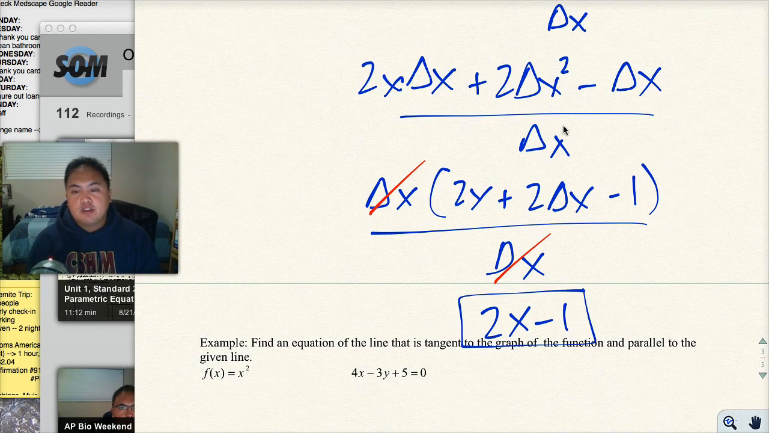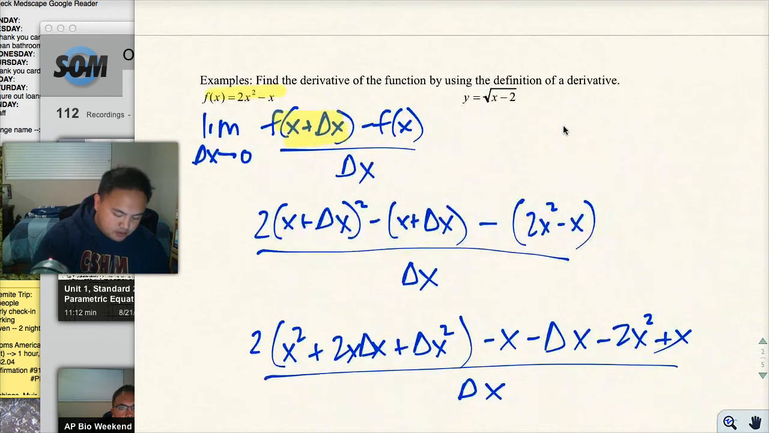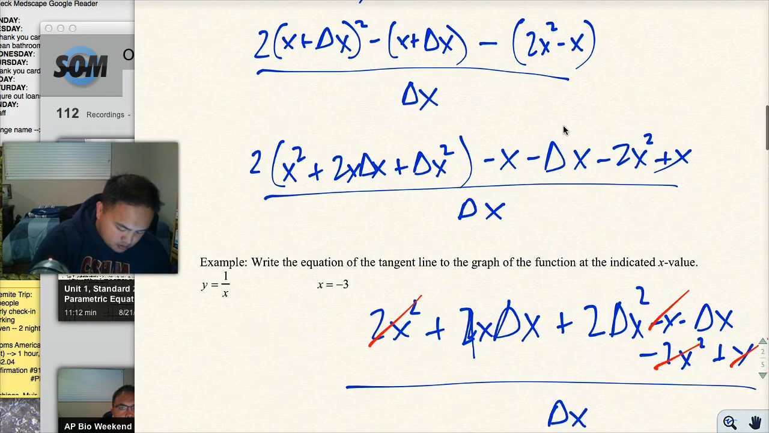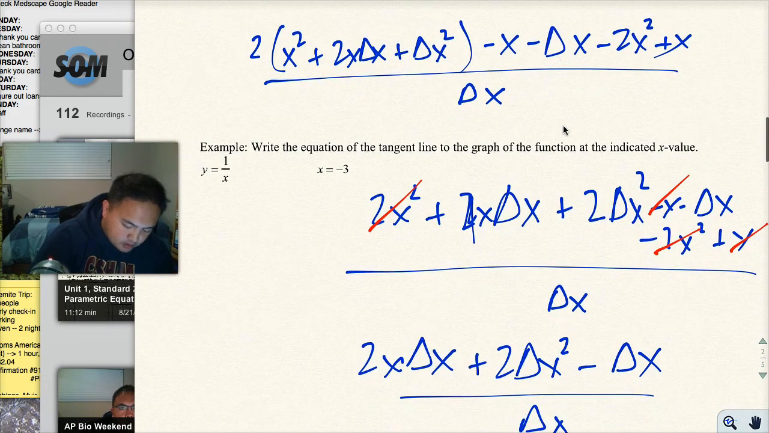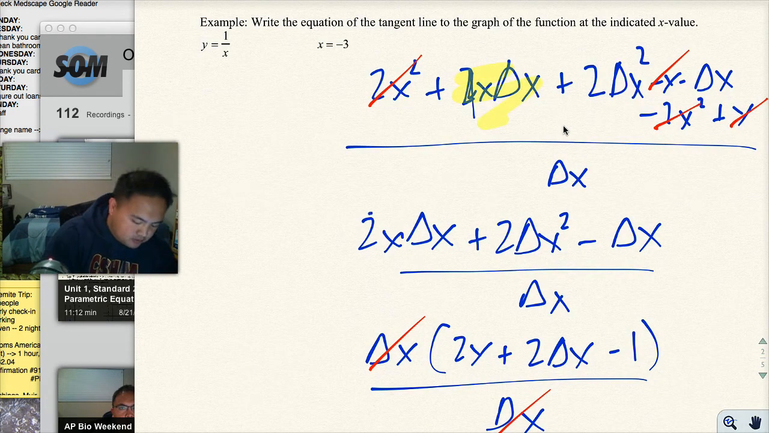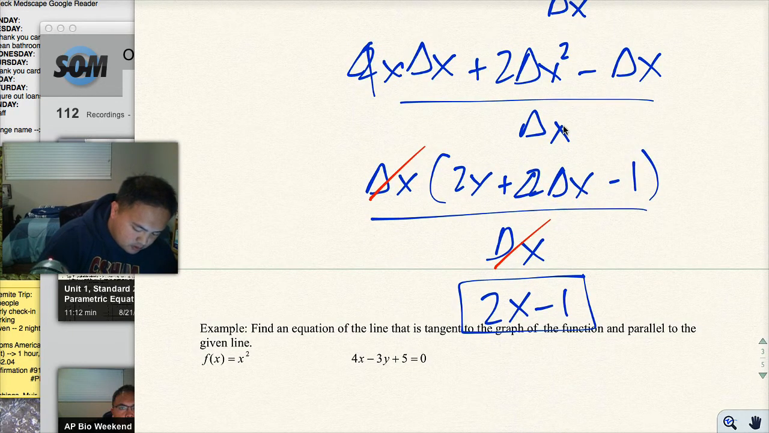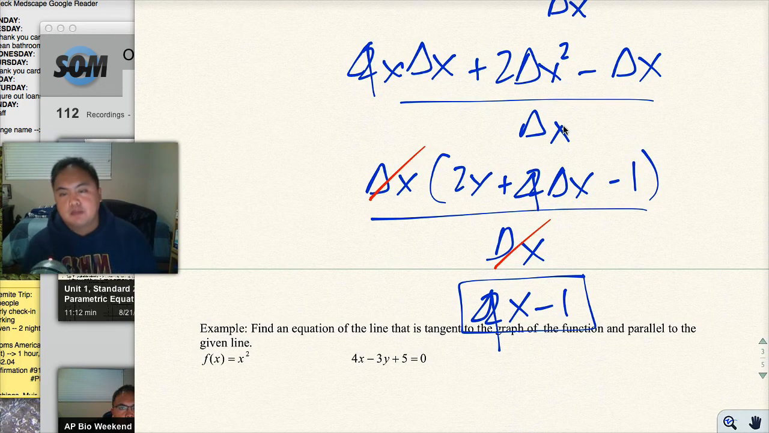Okay? And some of you are going to think this is crazy, but if I look at my original problem, oops. Oh, I messed up here. Haha. So remember here, this is supposed to be a 4x delta x, so 4x, and then that's 4x. It's 4x minus 1, okay?